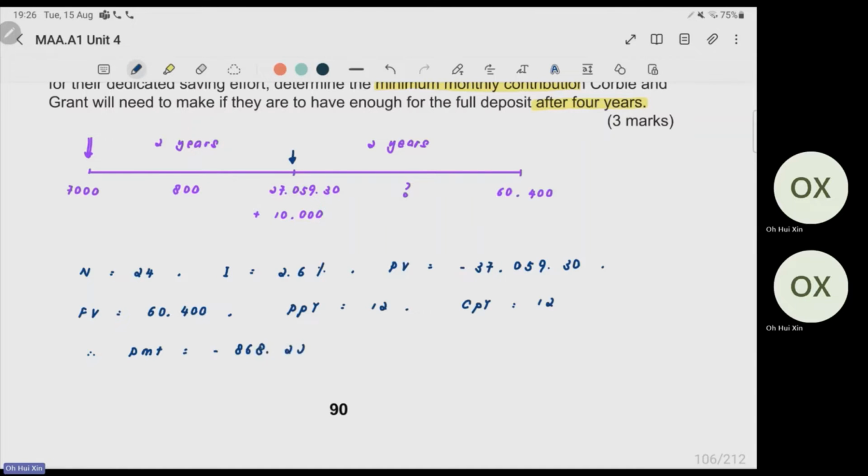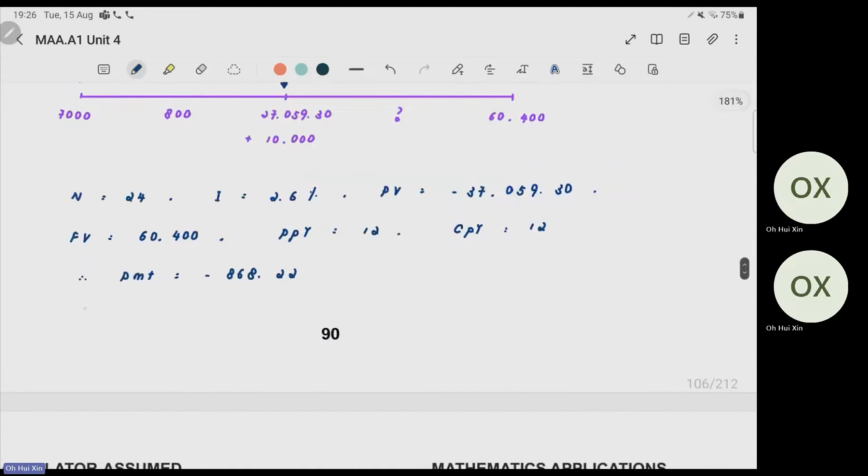Okay, so after you write the answer, you write it one more time. The minimum monthly contribution for how much? So rewrite your answer without the negative sign. Okay, so that's the answer for this question.